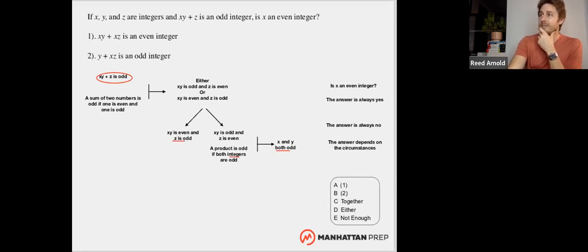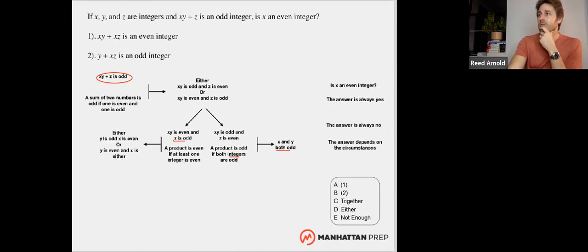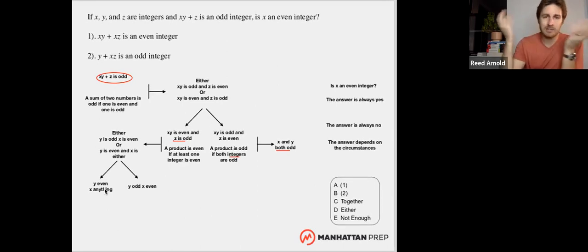and xy is even. Well, a product is even if one integer is even. So if xy is even, and that happens when one integer is even, either y is odd and x is the even one, or y is even and x is anything.